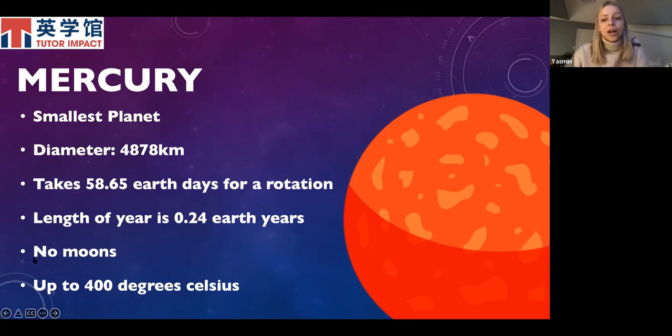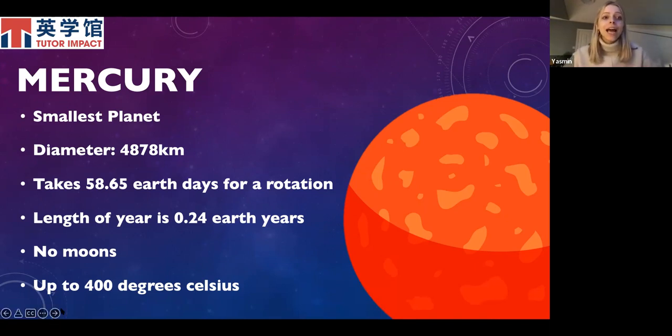Unlike Earth, Mercury has no moons. So moons orbit the planet. So we have our own moon, but Mercury does not have any moons. And it can get up to 400 degrees Celsius on Mercury. So it's really, really hot because it's so close to the sun. So that's a bit about Mercury.